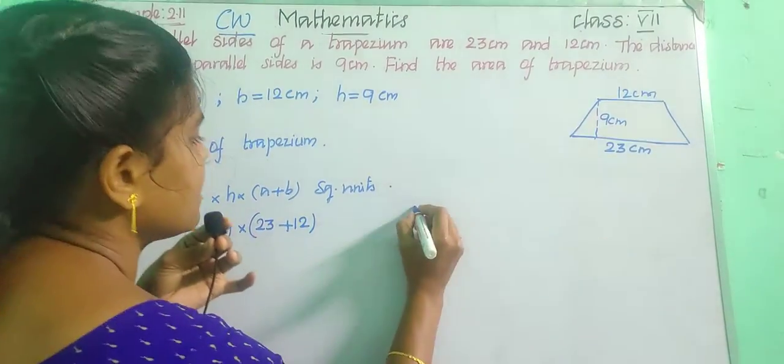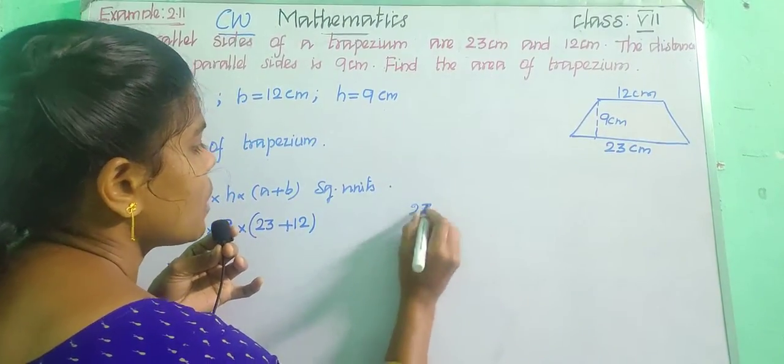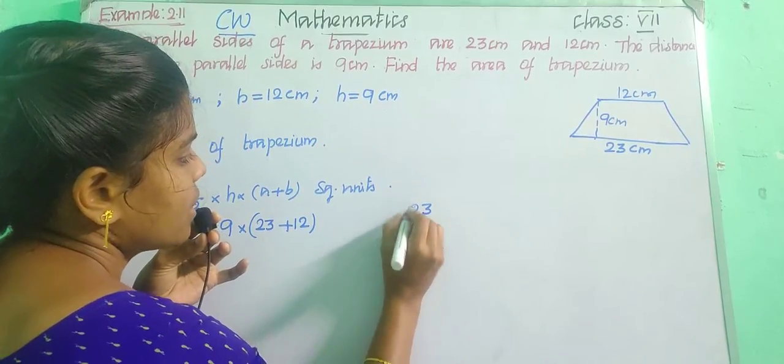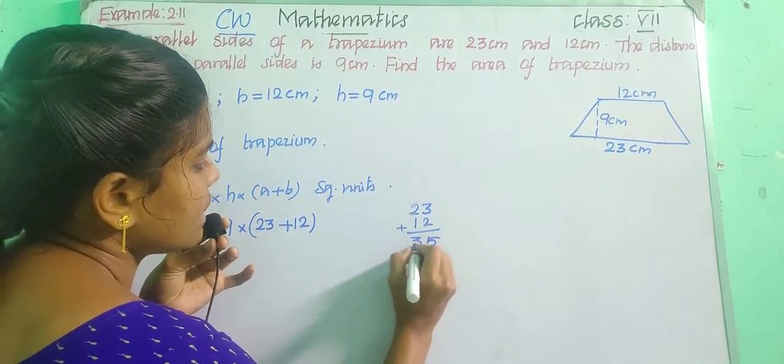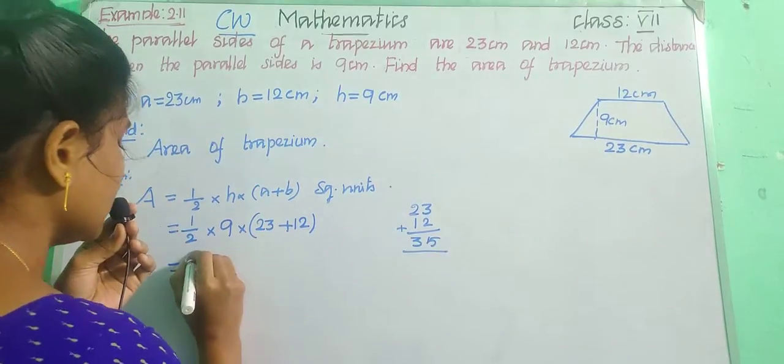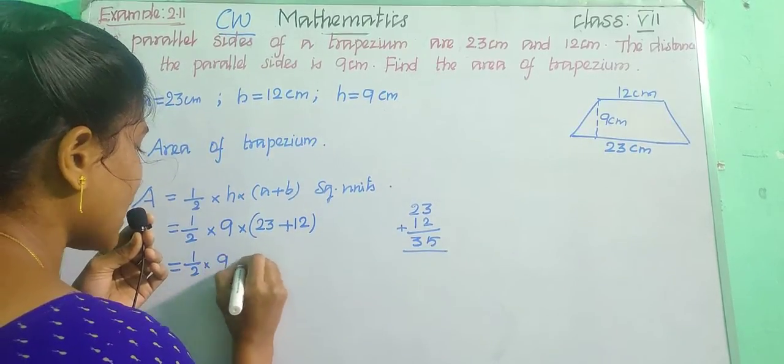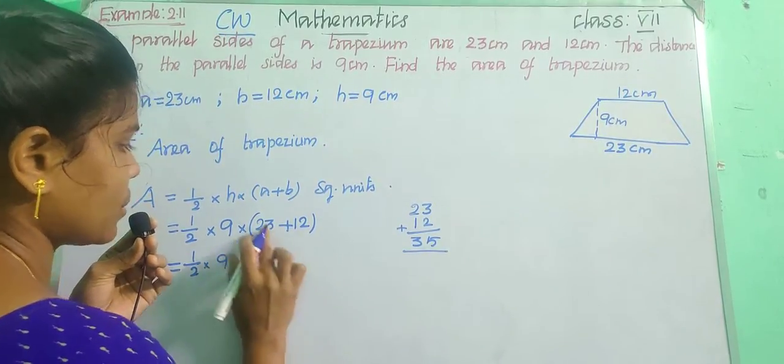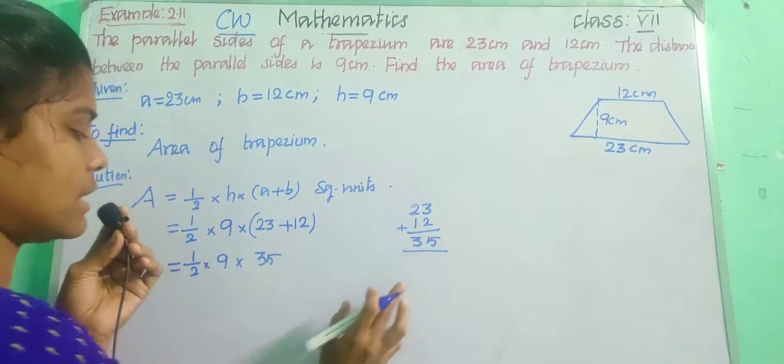Now add 23 plus 12. So what will you get? 3 plus 2, 5. 2 plus 1, 3. So what we got? 35. So half into 9 into 35. If you are adding these two, we will get 35.